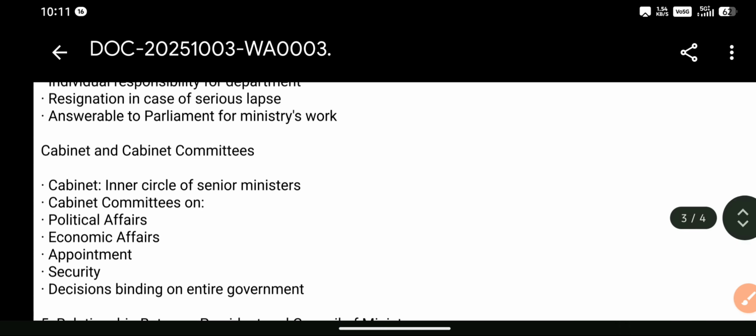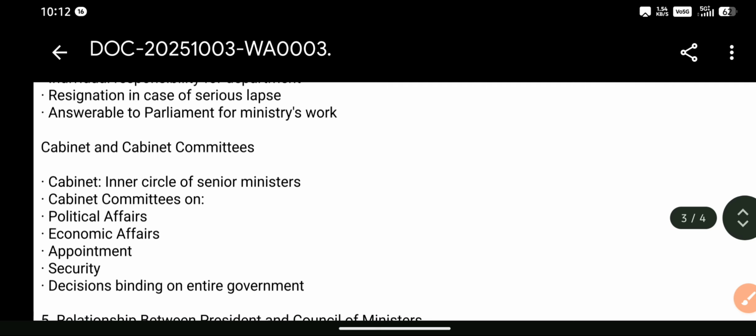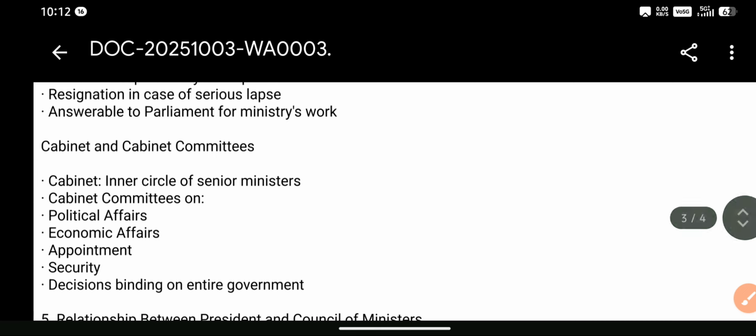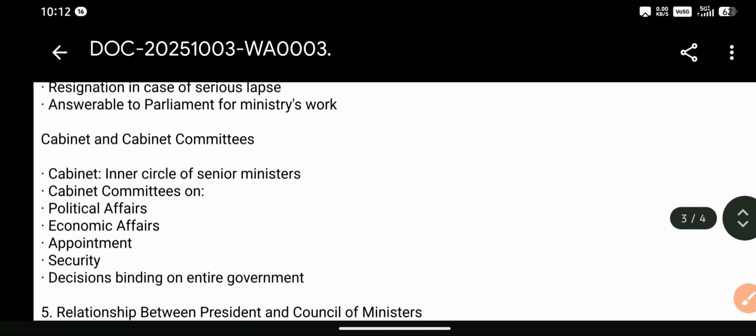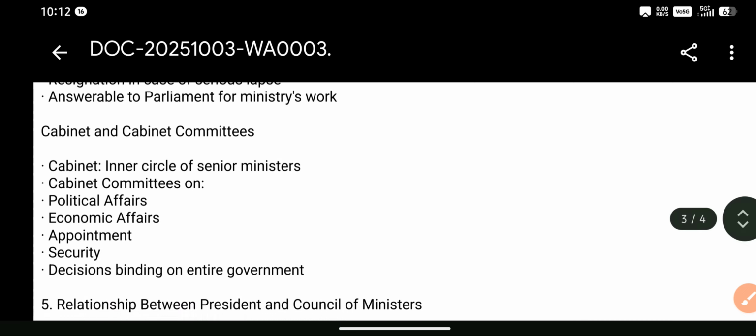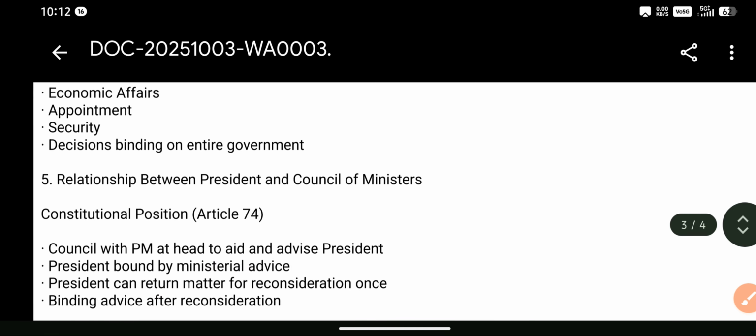Cabinet and Cabinet Committees. Cabinet inner circle of senior ministers. Cabinet committees on political affairs, economic affairs, appointments, security. Decisions binding on entire government.